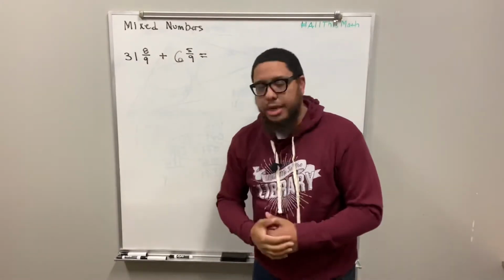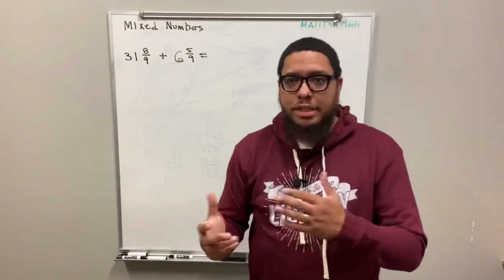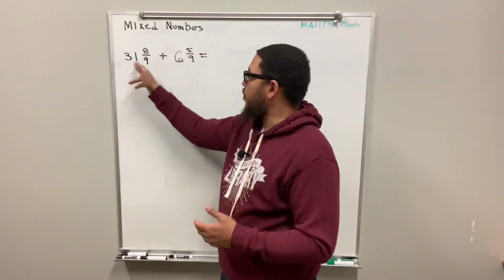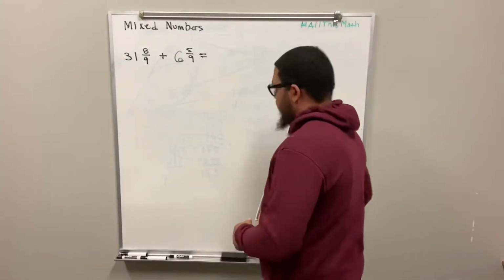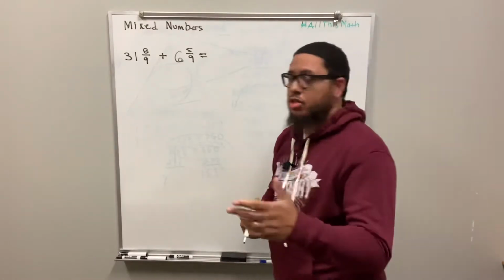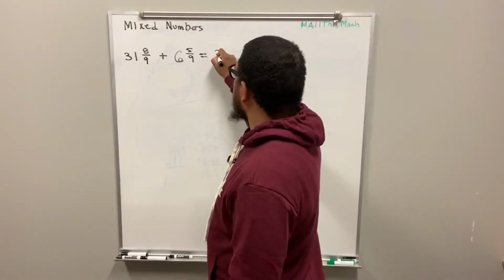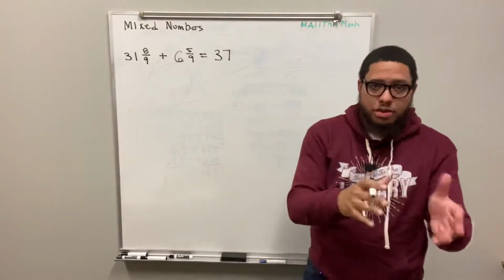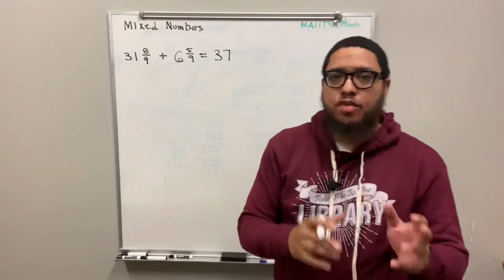All right. Now, in terms of how we're going to add these mixed numbers, you first add the whole numbers, right? So the whole numbers are 31 and 6. So we want to add them up real quick. We want to do 31 plus 6. 31 plus 6 is going to give us 37. So I'll write my 37. Boom. So that part is done. You add the whole numbers first. That gives me 37. Then you go and you add the fractions.